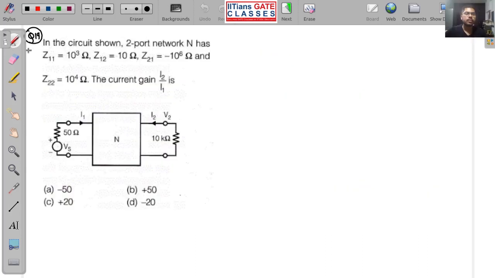Okay. So in the next question you can see what? In the circuit shown, two-port network N has Z11, Z12, Z21 and Z22. The current gain I2 by I1 they are asking you. So what is I2 by I1? If I write the Z matrix for this given network N, what will it be? Z11 is 10 to the power 3, Z12 is 10 ohm, Z21 is minus 10 to the power 6 and Z22 is 10 to the power 4. Fine.